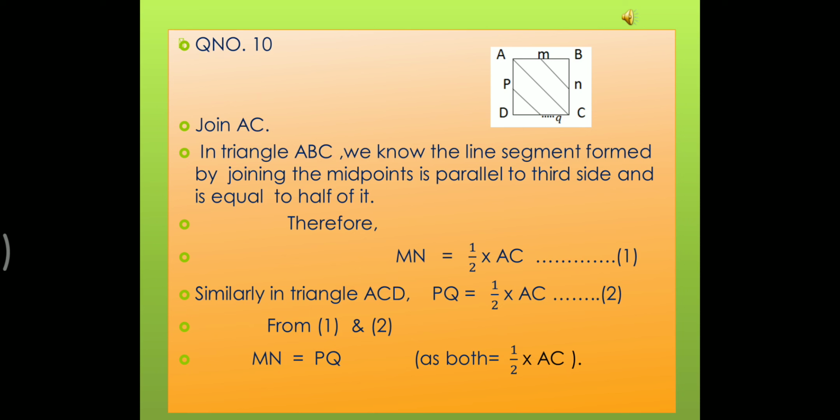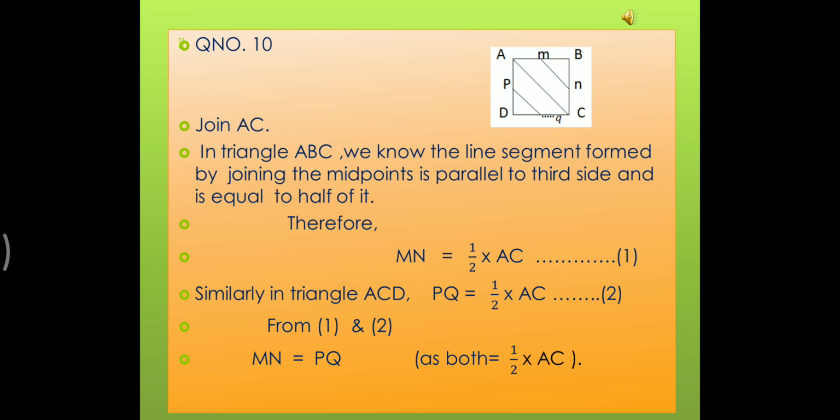M is the midpoint of AB and N is the midpoint of BC. We know the line segment formed by joining the midpoints is parallel to the third side and is equal to half of it. Therefore, MN is equal to half of AC. We will mark it as the first equation.